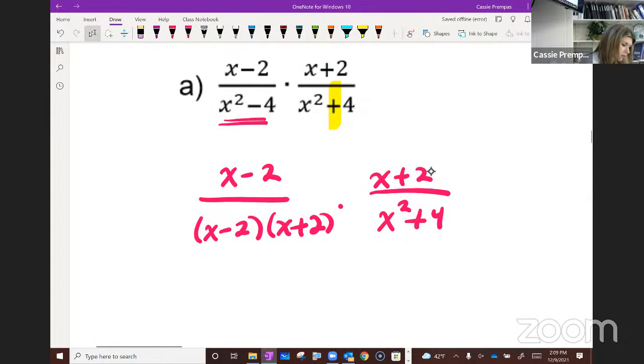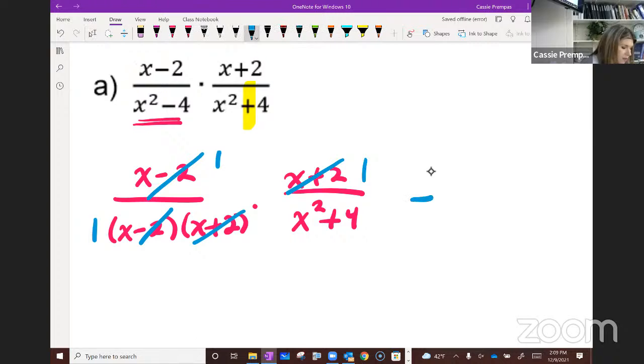But now I can reduce. Any number divided by itself is 1. You might want to actually put the 1 there because it goes into itself one time. If you multiply across, this divided by itself will be 1. When you multiply, what's left in the numerator? Good, 1, and then the denominator is going to become x squared plus 4.